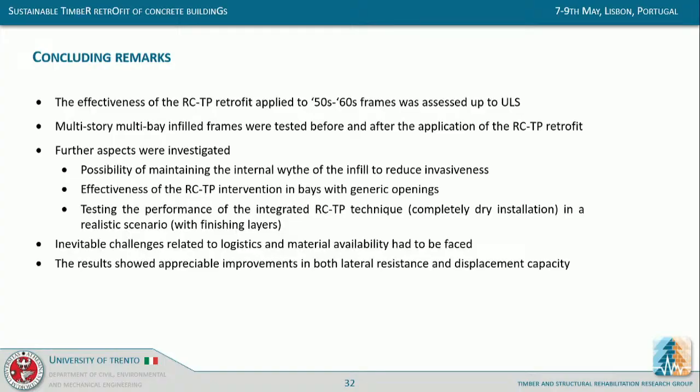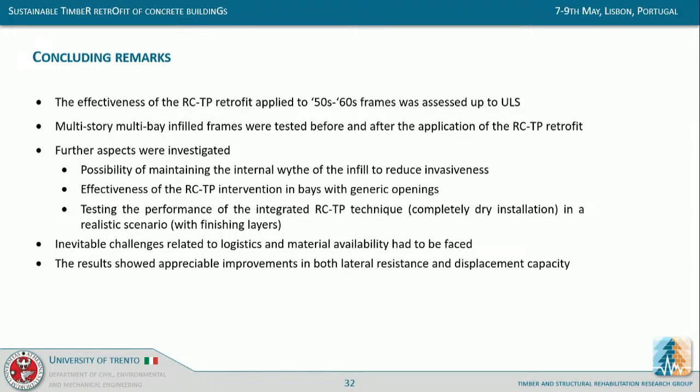And well, some of the conclusions, which I can summarize very quickly. So the goal was to test and prove the effectiveness of this timber-based SCTP retrofit applied to frames representative of the 50s and 60s up to ultimate conditions. And the frames were 2 stories, 2 bays, and with some aspects that were never investigated before, so the possibility of maintaining the internal width, so to reduce the invasiveness of this kind of strengthening intervention, and then the effect of the openings, and also the interaction with the finishing non-structural layers.